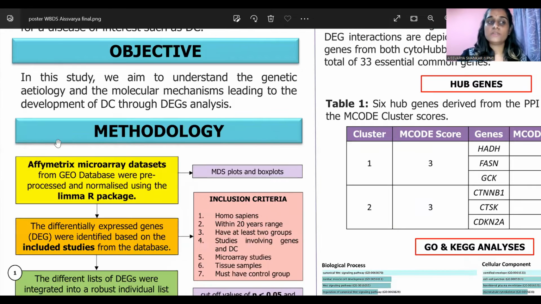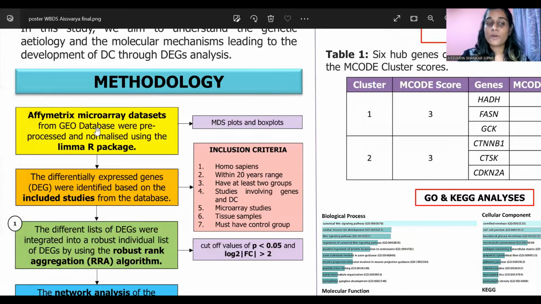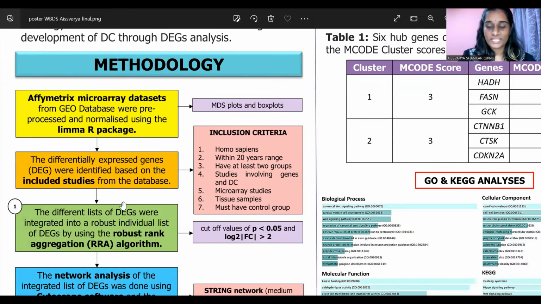For our methodology, we used Affymetrix microarray datasets from the GEO database. These datasets were pre-processed and normalized using the limma R package. MDS plots and box plots were constructed to visualize if the data were normally distributed. The studies included in this analysis were based on these criteria: Homo sapiens within a 20 year range, at least 2 groups, studies involving genes and DC, microarray studies, tissue samples, and must have a control group.